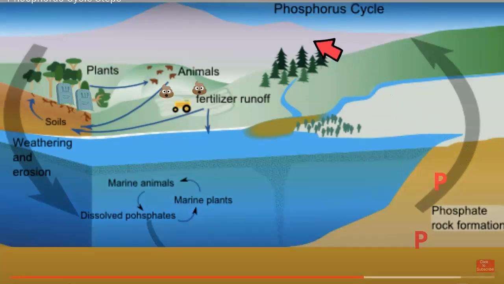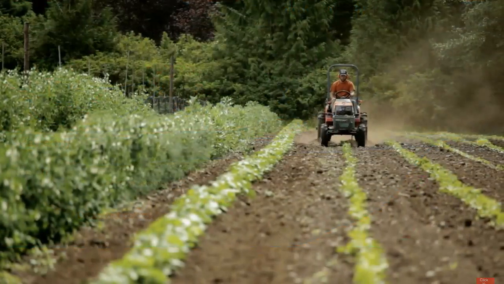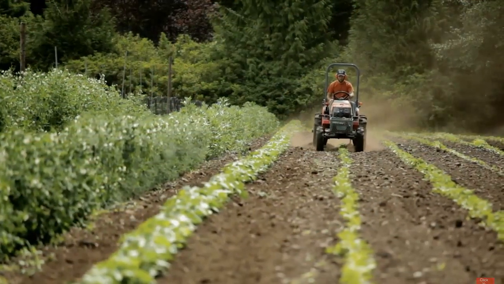Some of the phosphorus in the soil gets washed to the ocean, where a similar process takes place. Plants and animals in the ocean absorb the phosphorus, die and decompose, and some of the phosphorus ends up as sediments in the rock. Humans have had a significant impact on the phosphorus cycle.